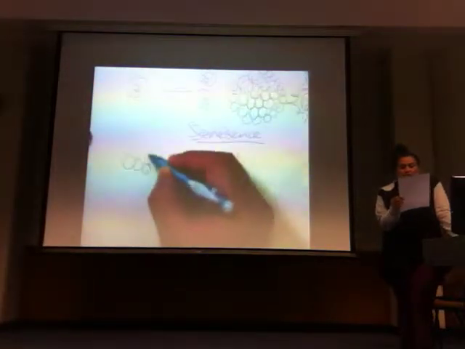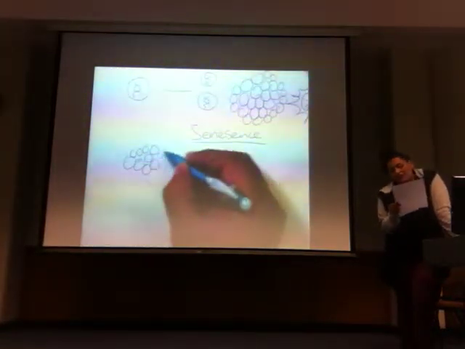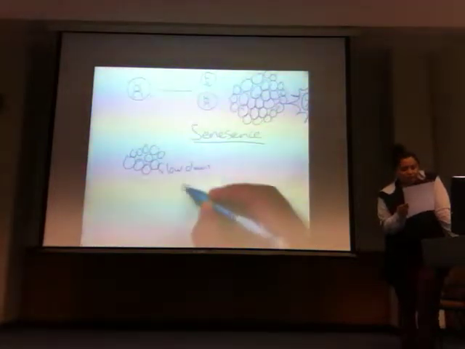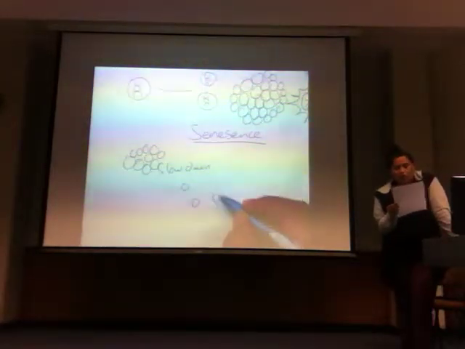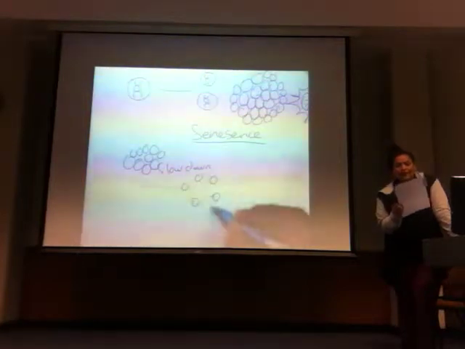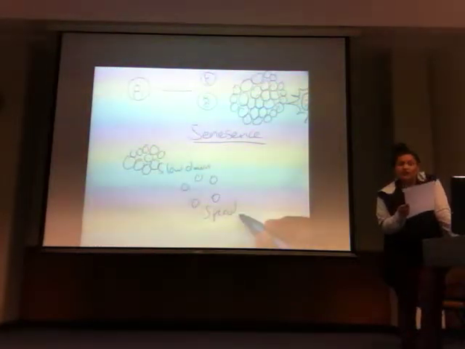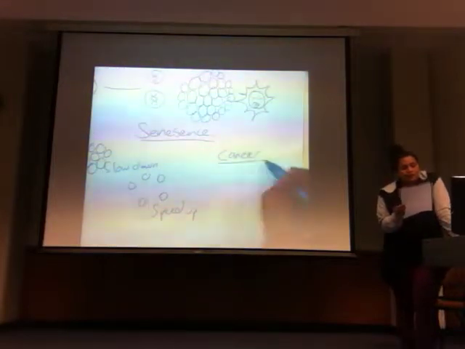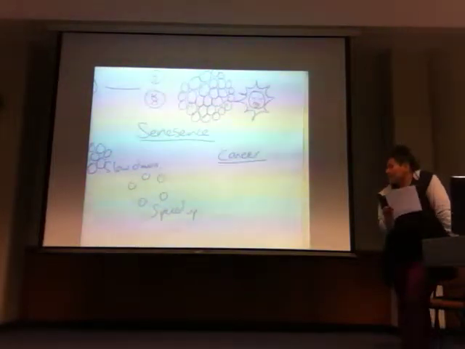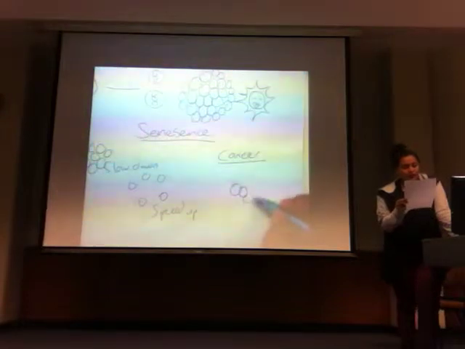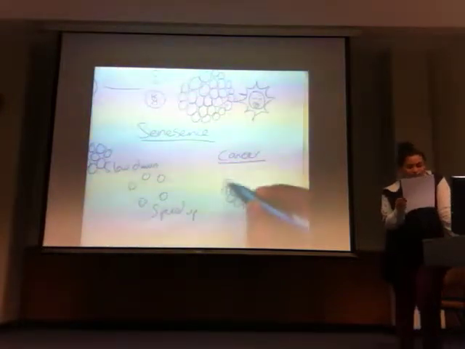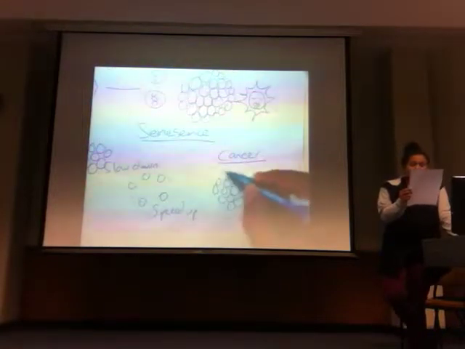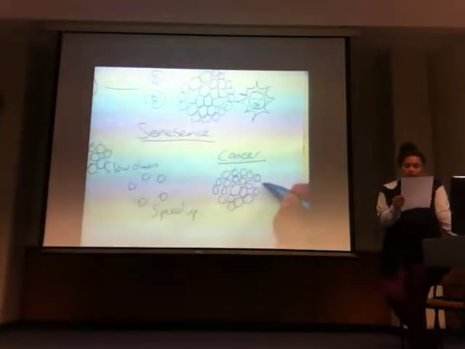Cells send messages to themselves as they duplicate. They will slow down when it gets too crowded and speed up if more cells are needed. Whereas cancer cells do not. Cancer cells don't obey senescence. In a way, cancer cells are immortal.